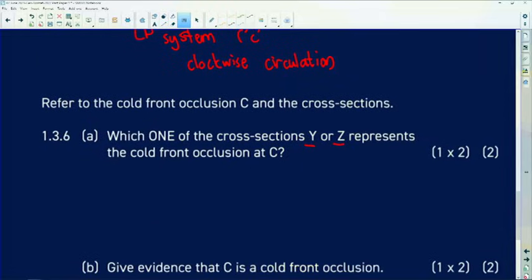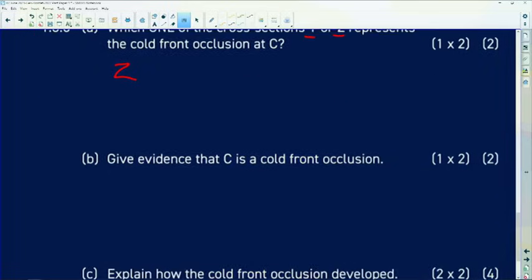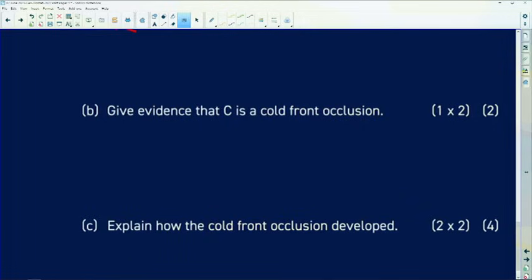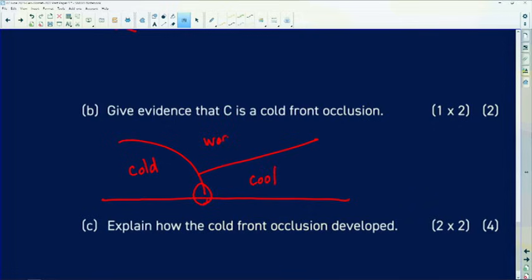So the correct answer over there is Z. Okay. Give evidence that C is a cold front occlusion. I'm just going to draw it for you over here, right? There's the cold front. The cold front has attached itself to the surface, has uplifted the warm front, because the air behind the cold front is very cold. The air is cool over here. All the warm air has been displaced, right?